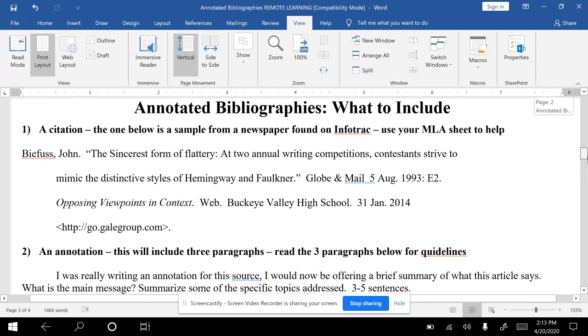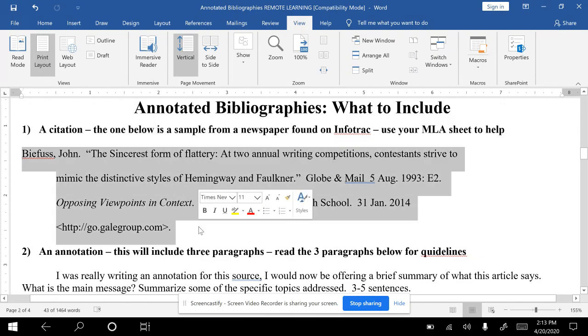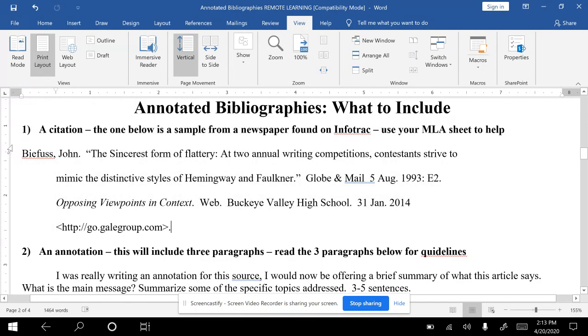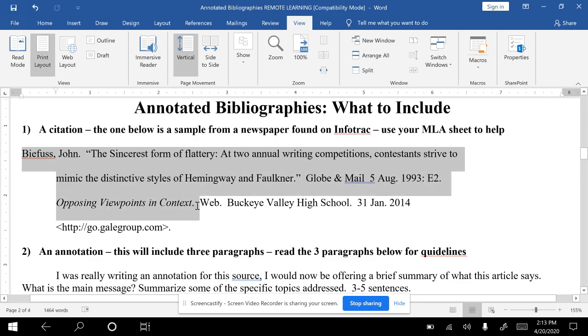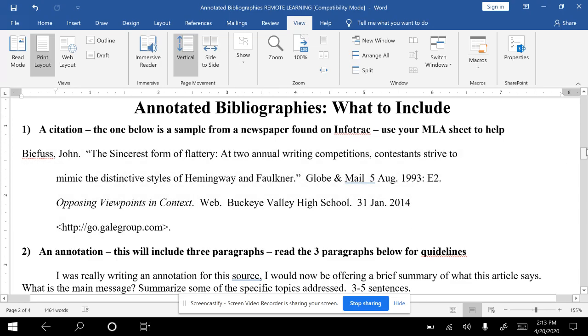Now, what do you include? The first thing is a citation, right? We practice these. They look different for InfoHio, InfoTrack. You have your author, you have the title, you have the magazine or newspaper, you have the date, you have the page number, you have the database if there is one, and we're finding a lot this year that don't have those labeled. Web, it's always going to be web, Buckeye Valley High School, going to be Buckeye Valley High School. This would be the date that it was accessed, and this would be the web address cut off at the .com. All right. So we've done those.